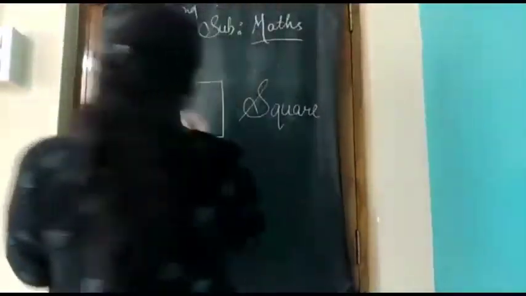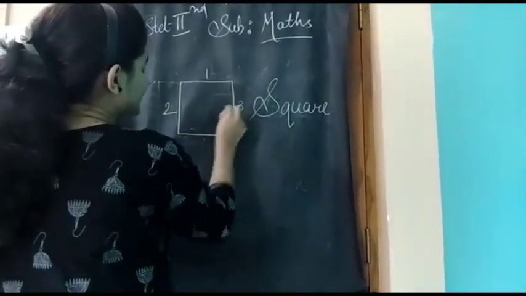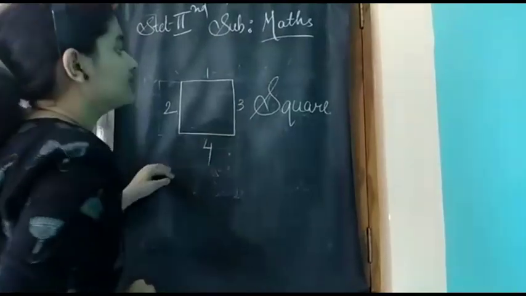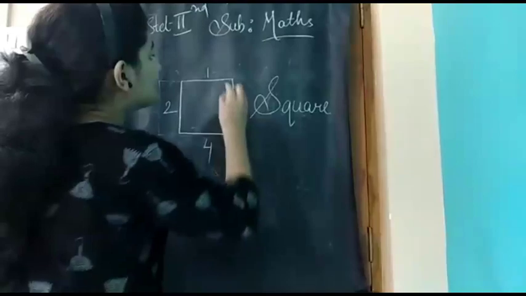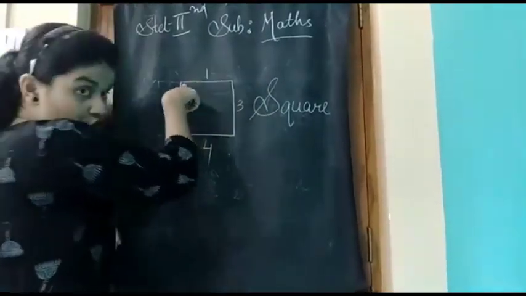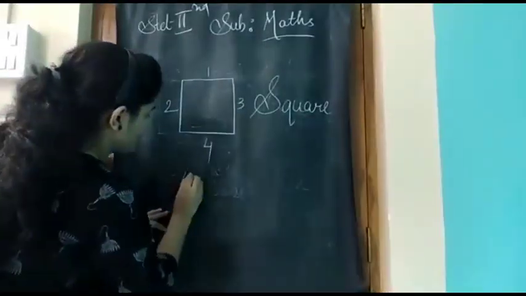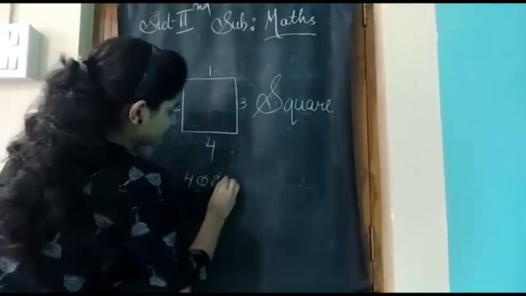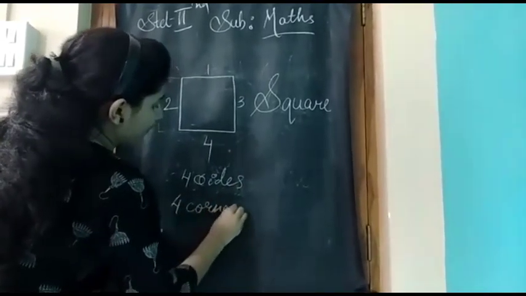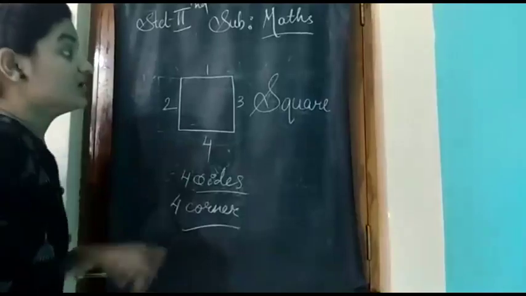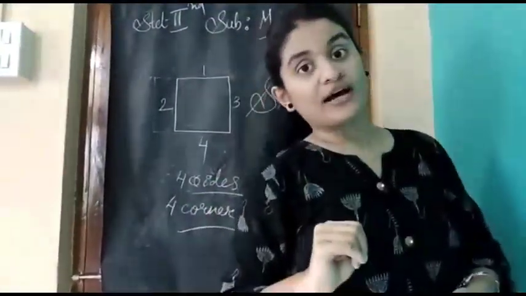Right? It has 4 sides. Let's count. 1, 2, 3 and 4. A square has 4 sides and 4 corners. 1, 2, 3 and 4. 4 sides and 4 corners. A square has 4 sides and 4 corners.